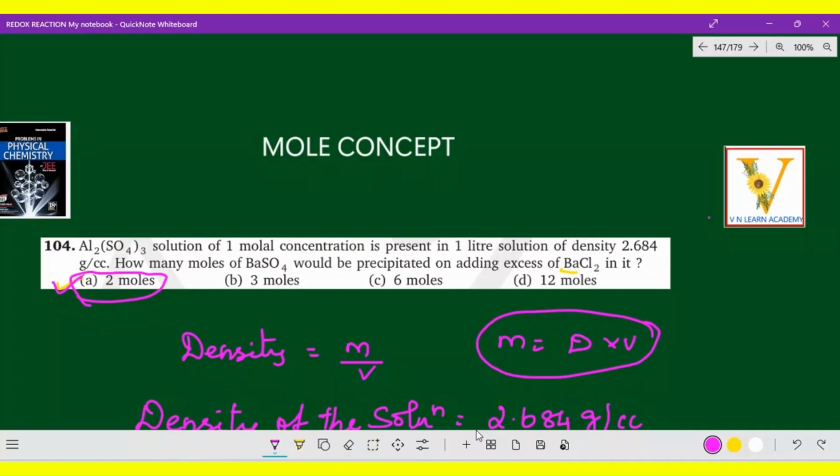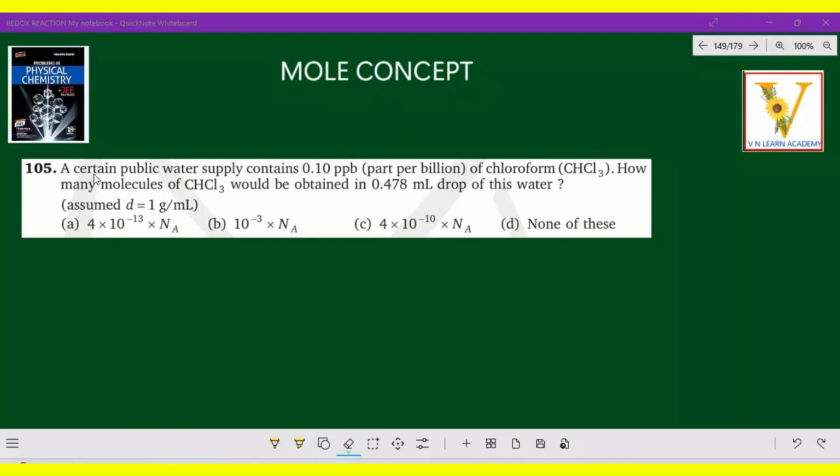The next question: a certain public water supply contains 0.10 ppb, that is parts per billion, of chloroform. You know the value of parts per billion is 10 to the power of 9. How many molecules of chloroform would be obtained in a 0.478 ml drop of this water? You know, 1 drop is equal to 1 ml in that burette. When we go for practical lab, we use volumetric analysis, adding drop by drop from the burette into the conical flask.